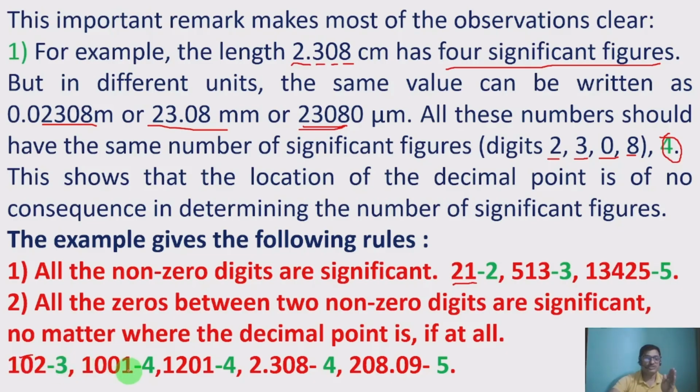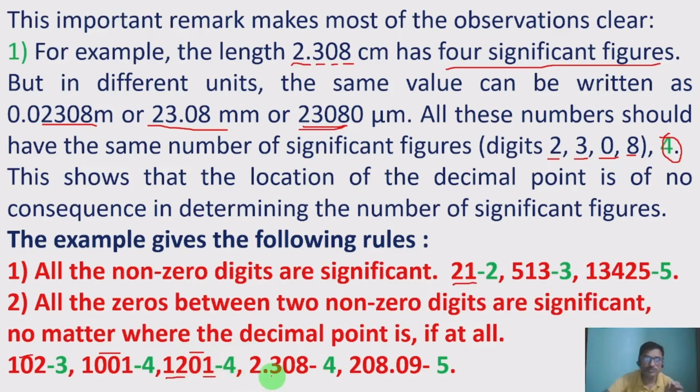Second example, 1001. Here 1 is significant as a non-zero number, and the last one is also significant, it is a non-zero number, and there are two zeros between these two non-zero numbers. Those are also considered significant figures. Therefore, it is four significant figures. And the third example, 1201. 1 is significant, 2 is significant, 1 again significant, and 0 is there between the 2 and 1 non-zero digits, so 0 is also significant. There are 4 significant figures.